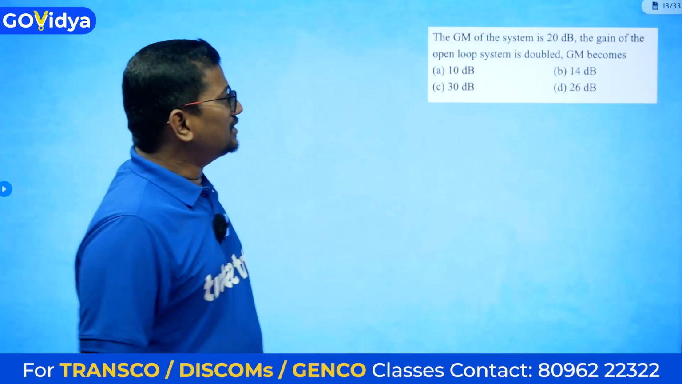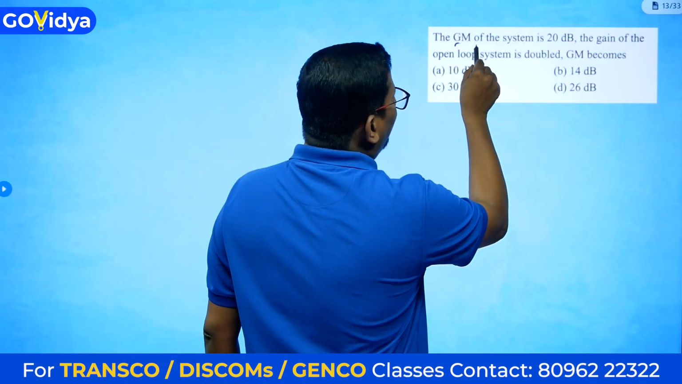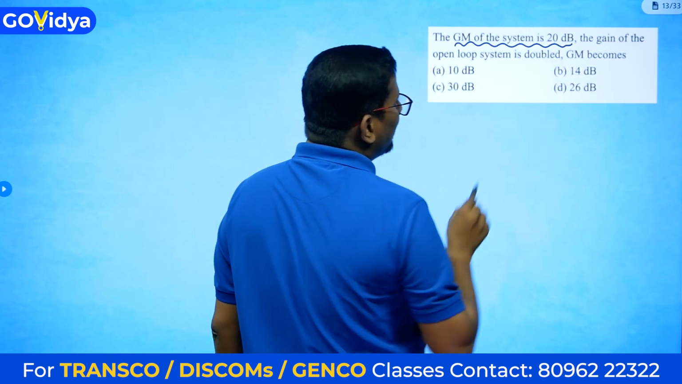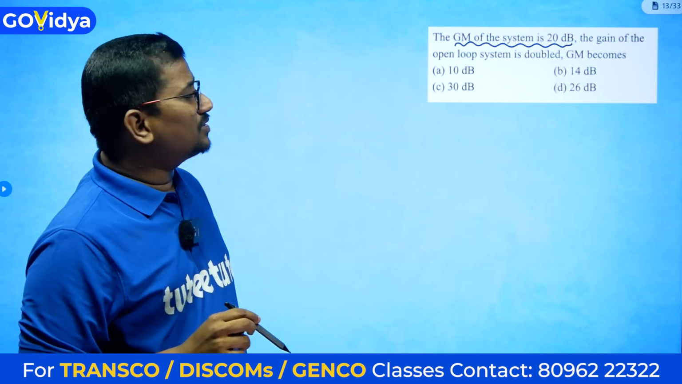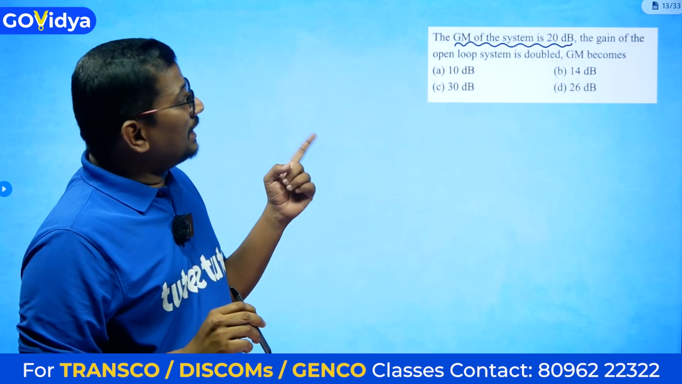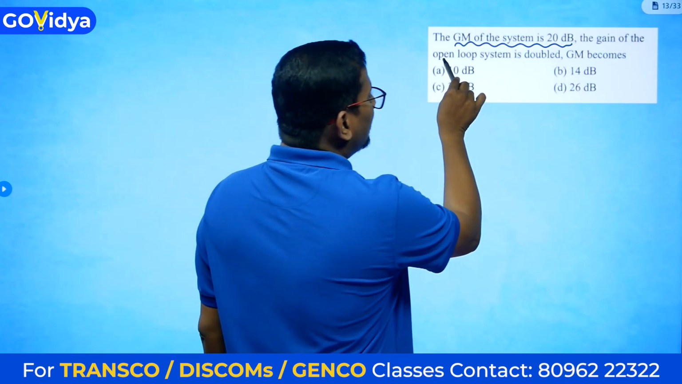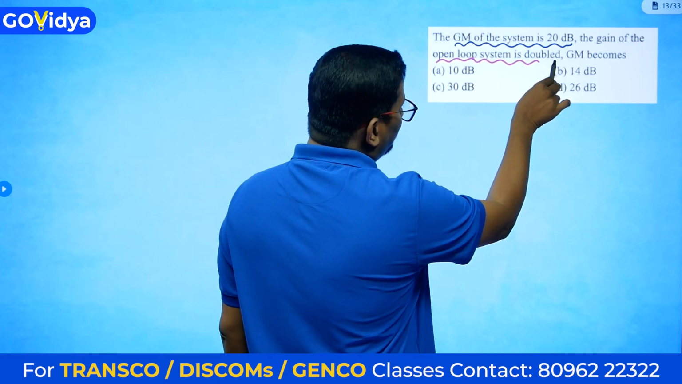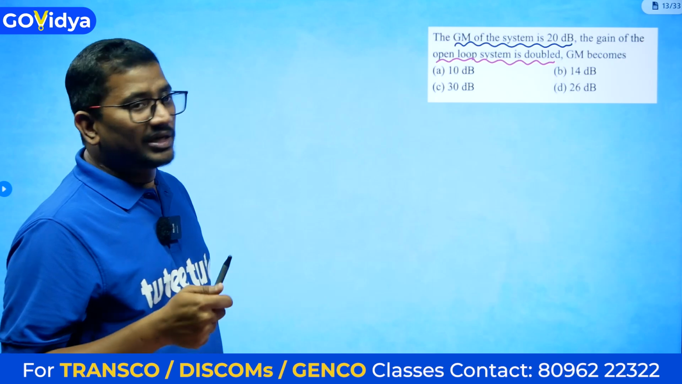Now the given question is, the gain margin of the system is 20 dB. The gain of the open loop system is doubled. Then the gain margin becomes what?